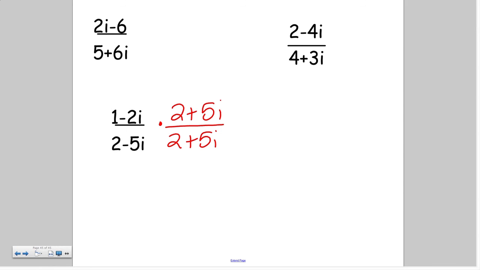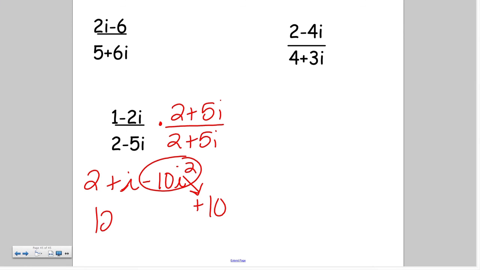Alright, so let's look at the top first. I'm going to have to do my box or my FOIL method. So after I do that and pull everything out, I get 12 plus i on top. After I've simplified and changed negatives, I can show you where I get that from. So out of my box comes 2 plus i minus 10i squared. So that negative 10 becomes a positive 10, and 2 plus 10 is 12 plus i.